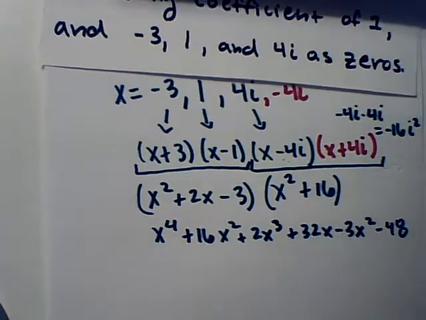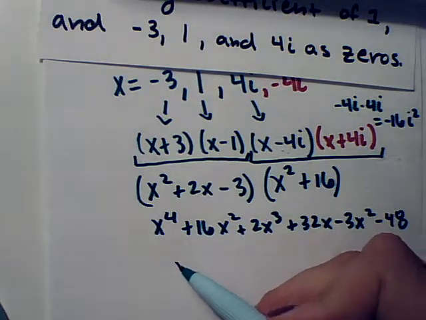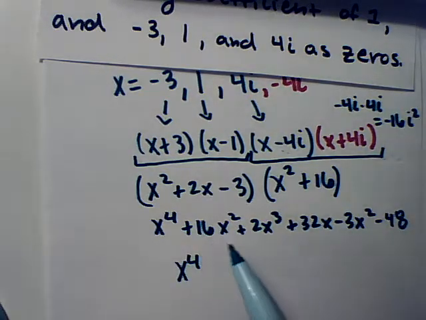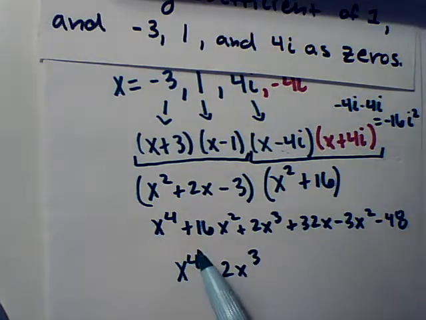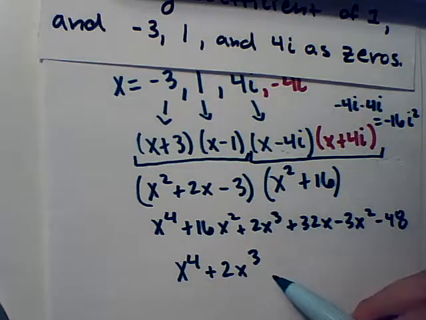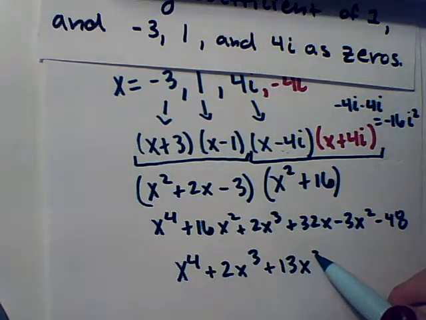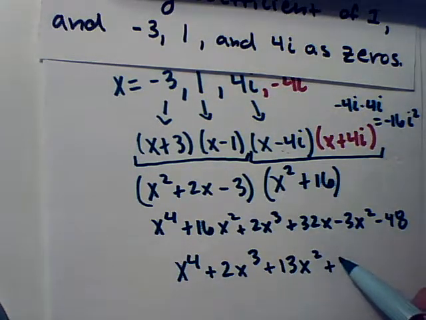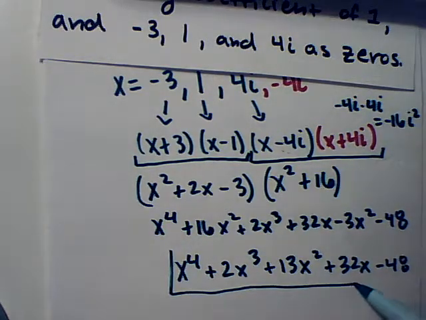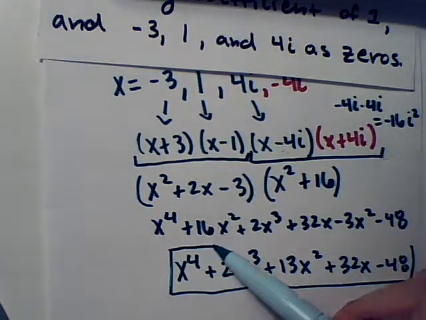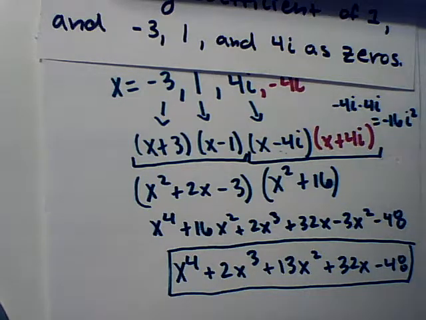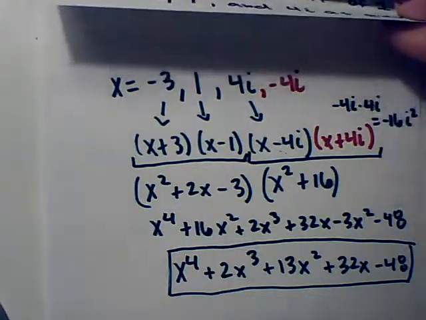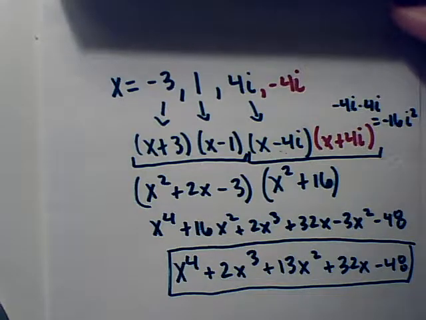Then we need to combine like terms and write it in standard form. So x to the 4th, there is no other x to the 3rd besides the 2, so 2x to the 3rd. We've got a 16x squared and a -3x squared, which would be plus 13x squared, and then plus 32x minus 48. So x to the 4th plus 2x to the 3rd plus 13x squared plus 32x minus 48 has 4 zeros, and those zeros are -3, 1, positive 4i, and -4i.